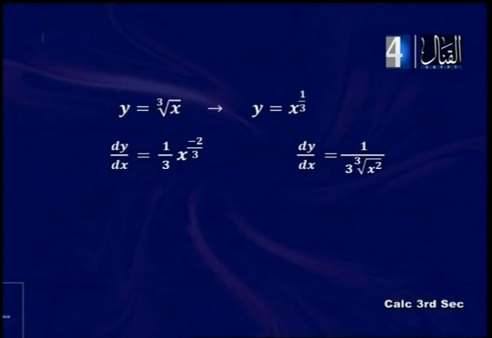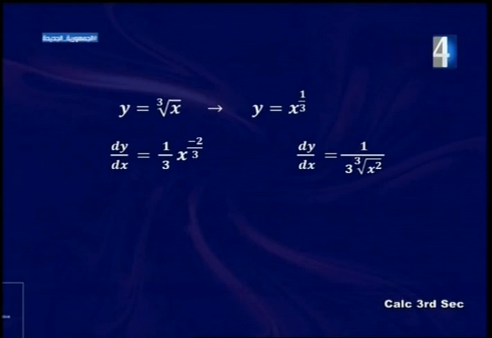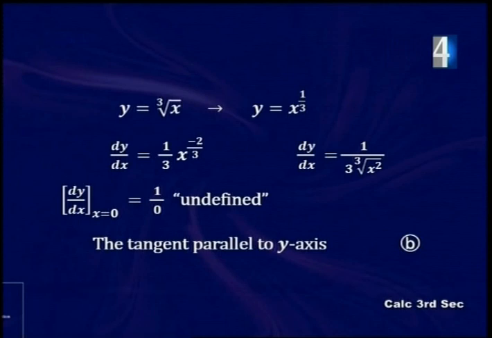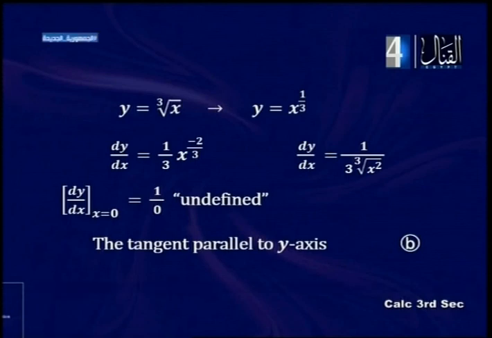Dear student, this function dy dx has a domain x belongs to R except 0. Then dy dx at x equals 0 equals 1 over 0, undefined. The slope of the tangent equals 1 over 0, or undefined. Then the tangent is parallel to the y-axis and makes a right angle with the positive direction of the x-axis, or the tangent is a vertical line. Then we can choose letter B. Another example.